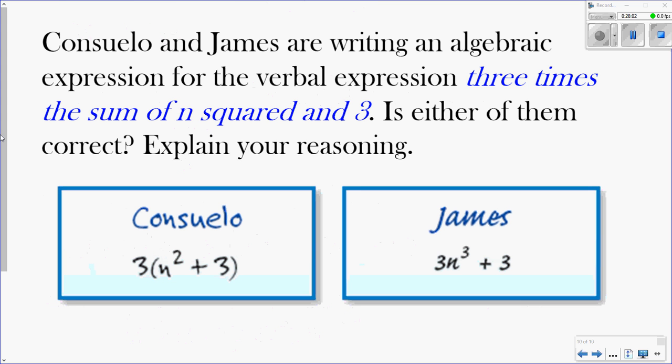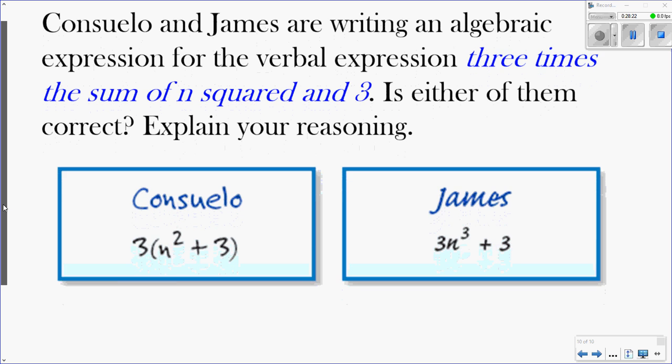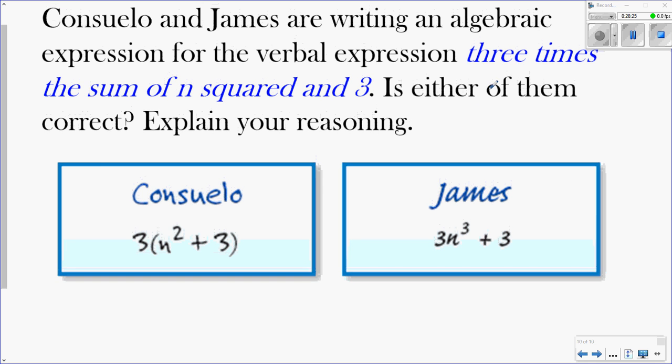All right, so the last one, we have two kids, Consuelo and James. They're writing an algebraic expression for the verbal expression 3 times the sum of n squared and 3. We want to know, is either of them correct? And of course, explain your reasoning. So let's look at Consuelo. He has 3, and then he has the n squared plus 3 in parentheses. James has 3n squared plus 3. There's no parentheses. So let's see what it says.